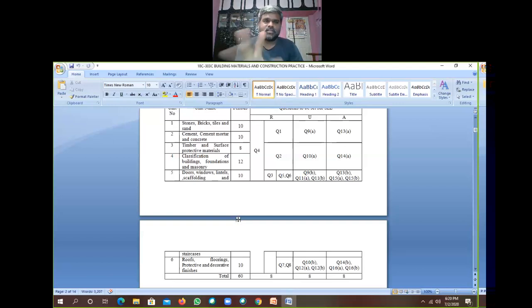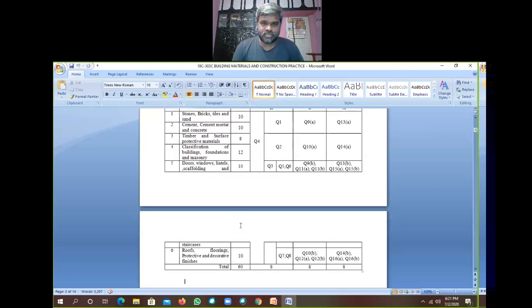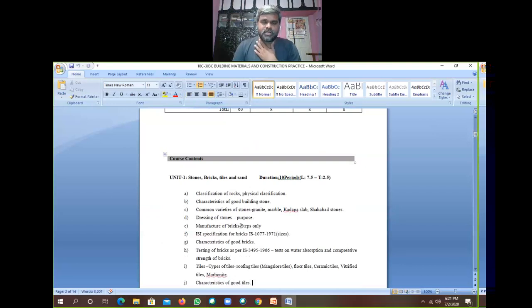If you see the whole syllabus, this subject name is building materials and construction practice. So if you see, the first 3 chapters are related to building materials, and the next 3 chapters are discussing construction practice. We'll look into the first unit first of all. The first unit comprises stones, bricks, tiles, and sand.